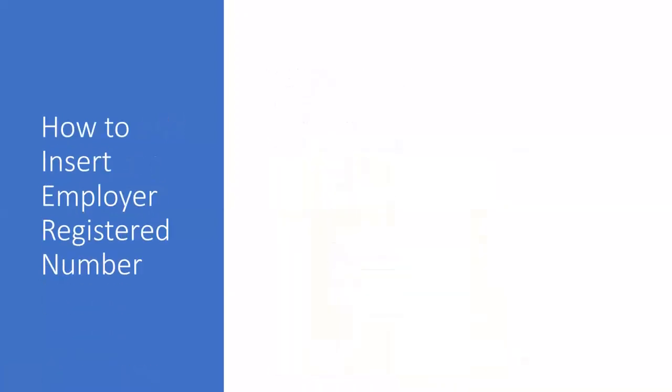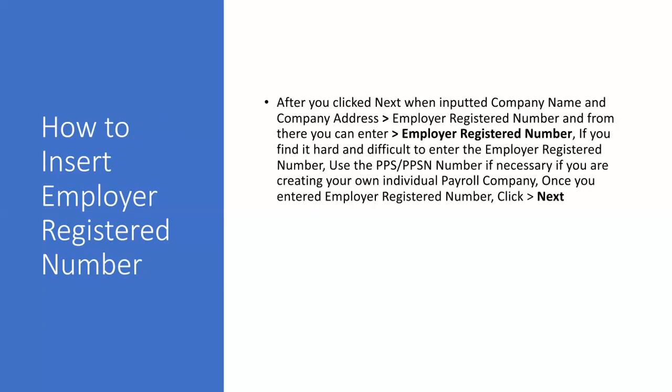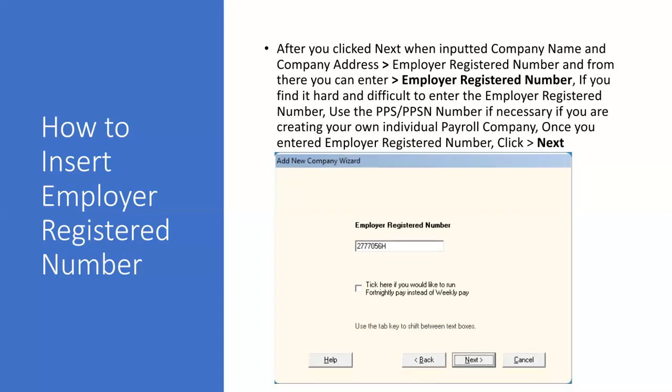Slide number 2. This is how to insert employer registered number. After you clicked next, when you have inputted company name and company address, you can enter employer registered number. If you, however, find it hard and difficult to enter the employer registered number, if necessary, use your PBS number. Then you can go next.